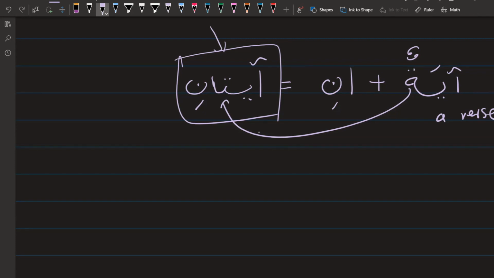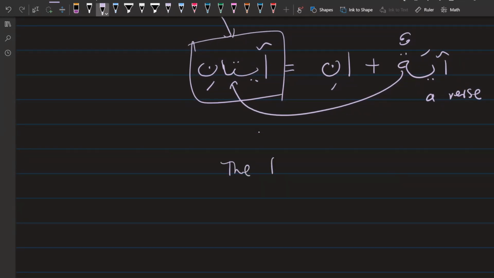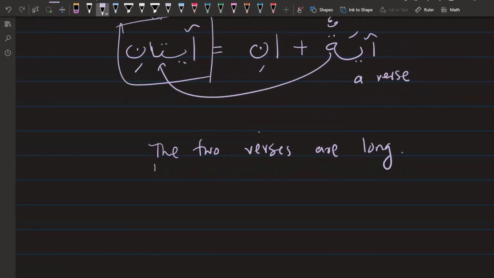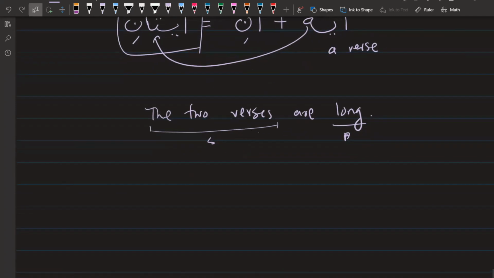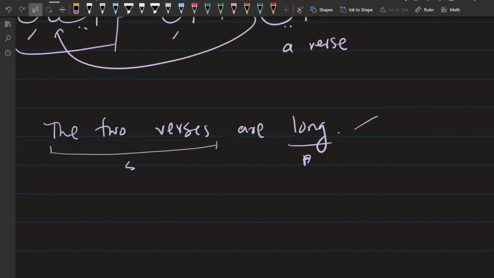Make sense? So for example, if we say the two verses are long. From the English language perspective, you understand the two verses are the subject, and long is a predicate. Simple stuff, right? We have two verses already, ayatani. Now we can make this sentence. How do we say long in Arabic? Tawilun, yes. Tawilun.